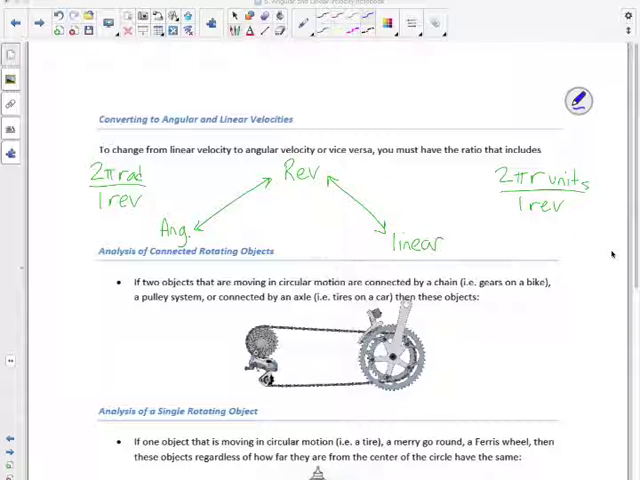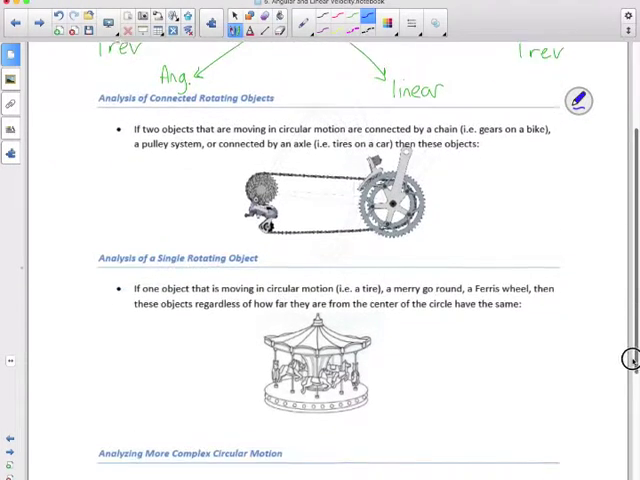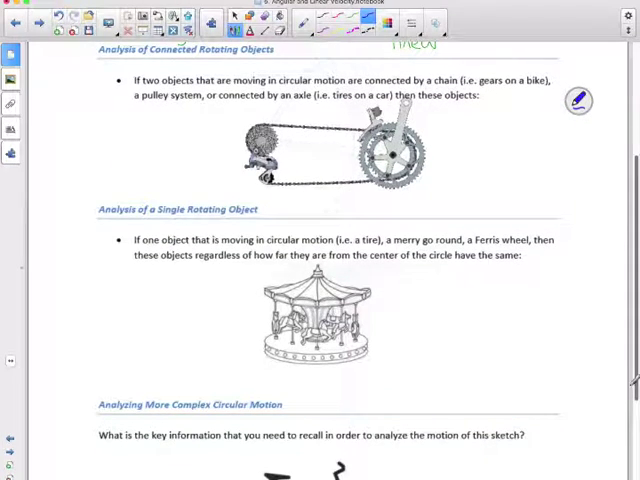Okay, so what I have now is just 3 different examples of the types of problems we're going to be working with in this chapter. So the first one I have here is with connected rotating objects. So an example of this that I have here, the picture, is gears on a bike. So the gears are connected by a chain, which means that they have to be traveling at the same linear speed, because if they weren't traveling at the same linear speed, one part of the chain would be moving faster than another part, and it would either bunch up or it would break apart because it wouldn't be traveling at the same speed.